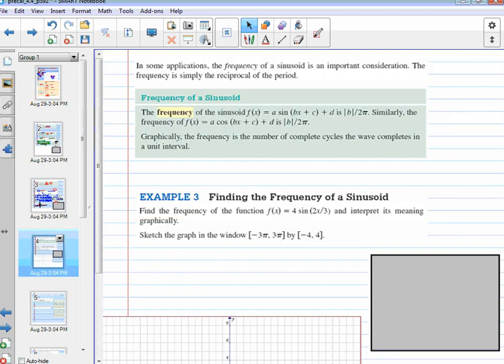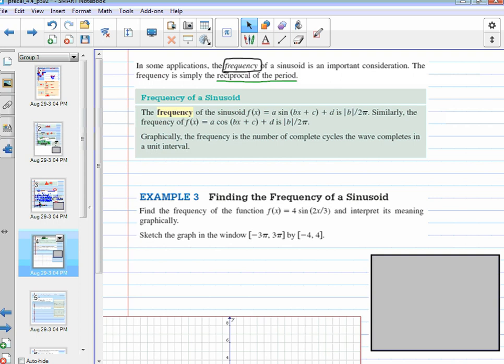In some applications, and this is when we do science, when we do physics, we like to talk about the frequency of stuff. The frequency of a sinusoid is an important consideration. The frequency is simply the reciprocal of the period. So if the period formula was 2 pi divided by b, the frequency formula is b divided by 2 pi.